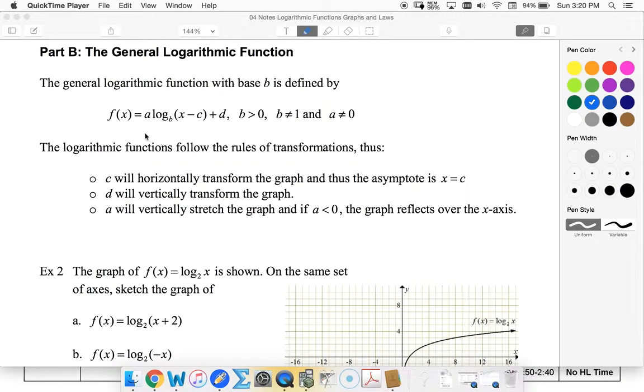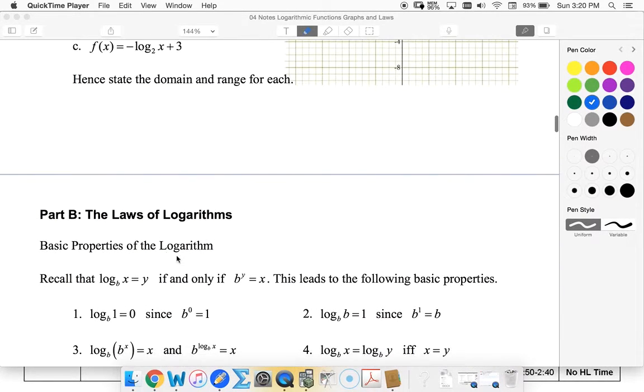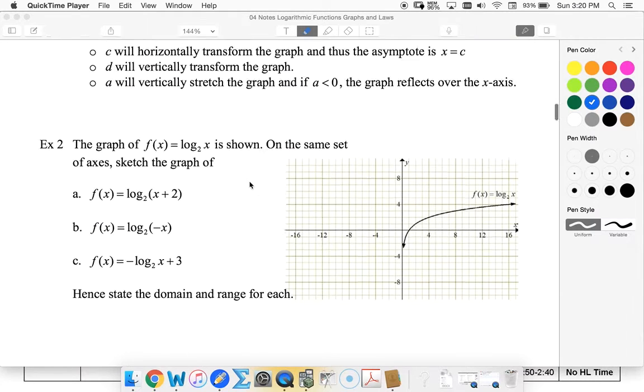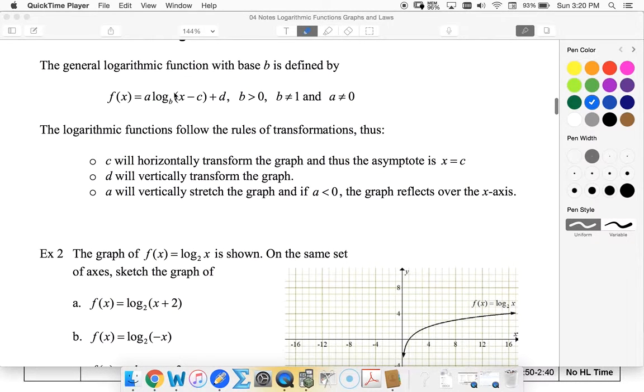All right, for log functions, our transformation rules stay the same. Notice we don't have our b in here that is our horizontal stretch and shrink. This b is my base. If I had my b here for the horizontal stretch and shrink, I wouldn't actually leave it here because with my rules of logs, I'm going to be able to take that out. And we'll see that down here when we get into our laws of logarithms. So that's why my b for my horizontal stretch and shrink is not in here.